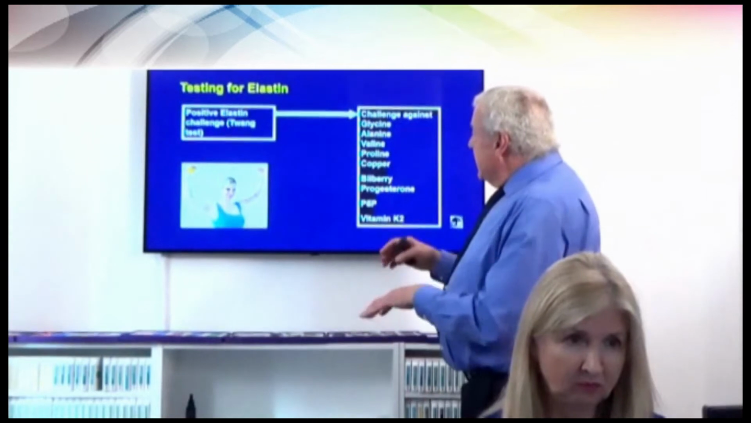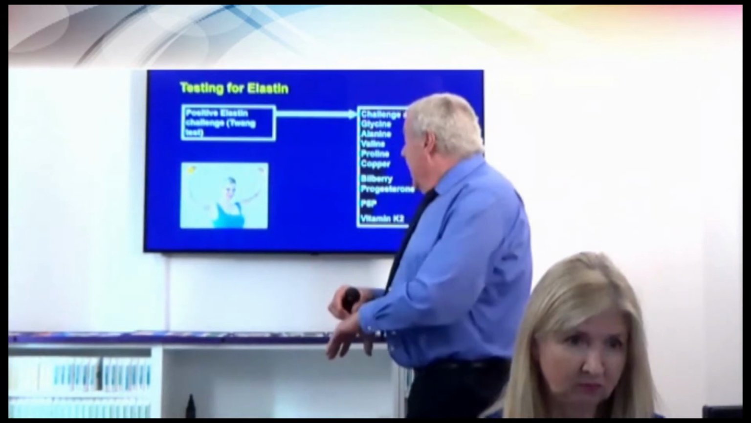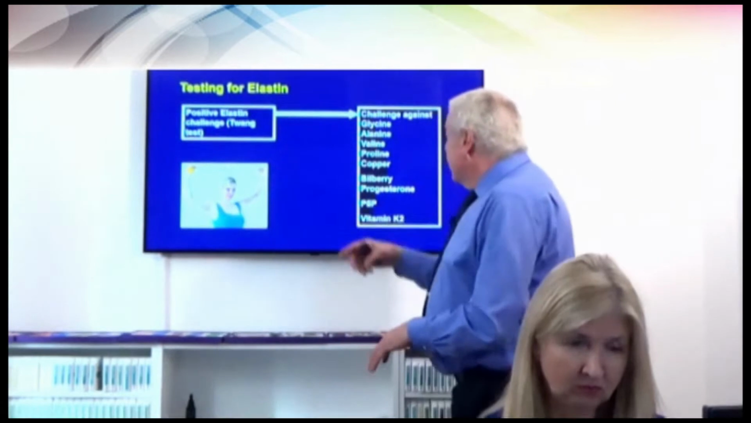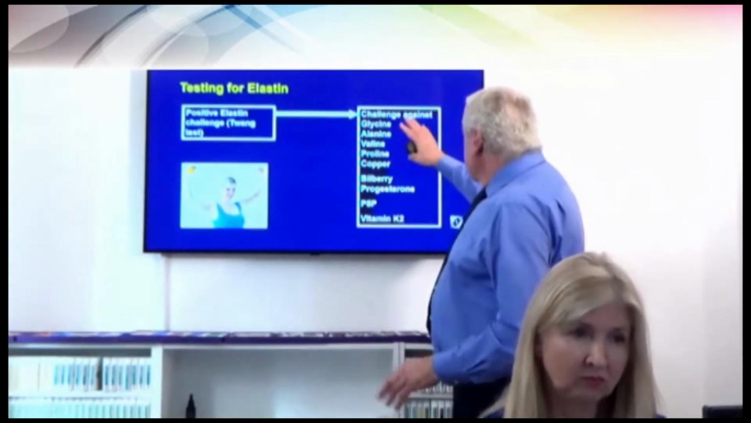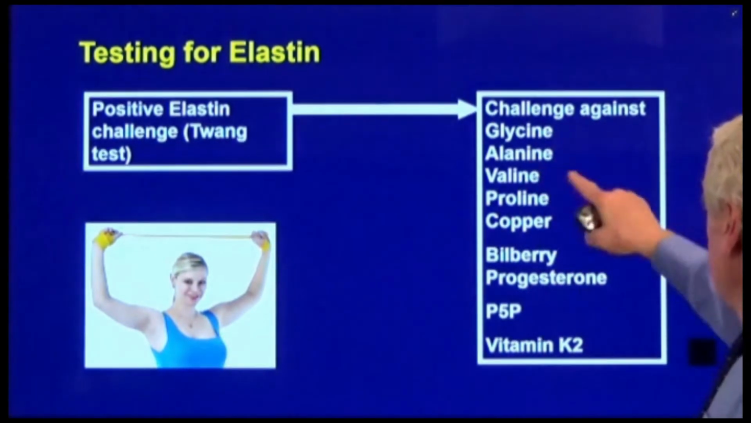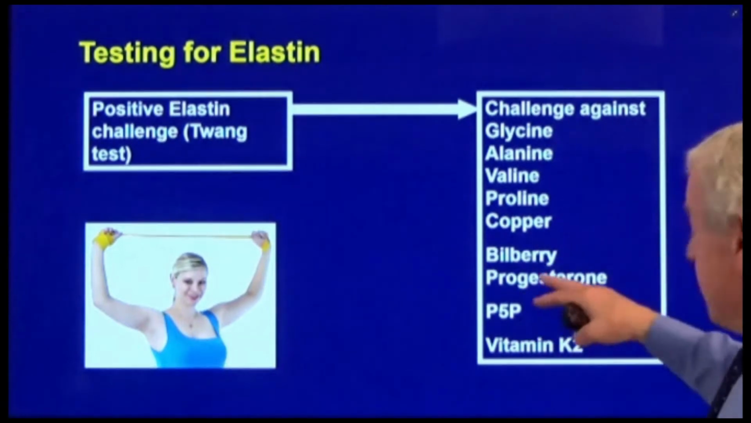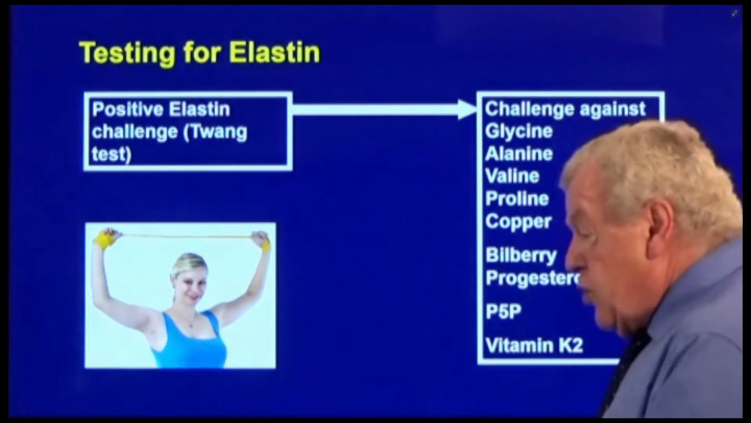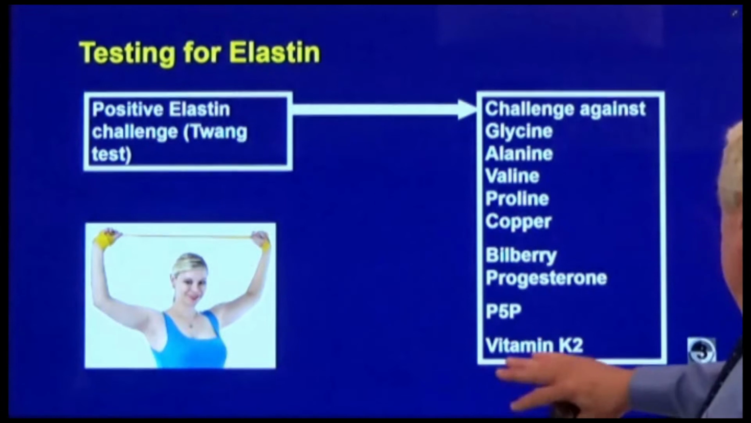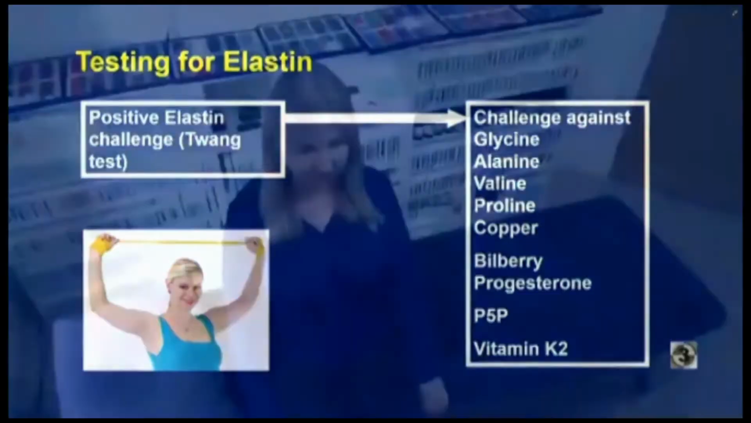So the test for elastin is what I call the twang test, where we pull the skin and then let it go. That recoil is the twang test. If that's positive and the strong muscle goes weak, then challenge against glycine, alanine, valine, proline. These are the precursors to elastin. Copper, which is the cofactor. Bilberry, progesterone, maybe as a natural hormone or as progesterone cream. Pyridoxal 5-phosphate and vitamin K2. So let's have a look and demonstrate that now.